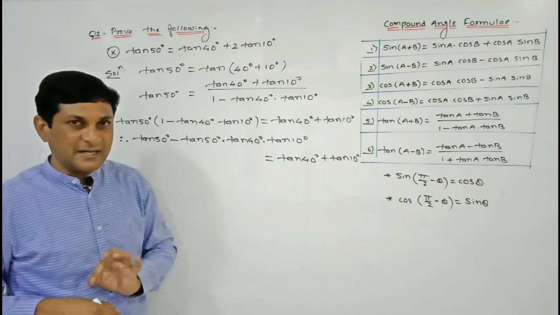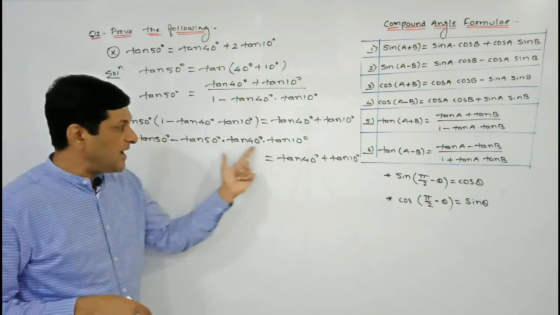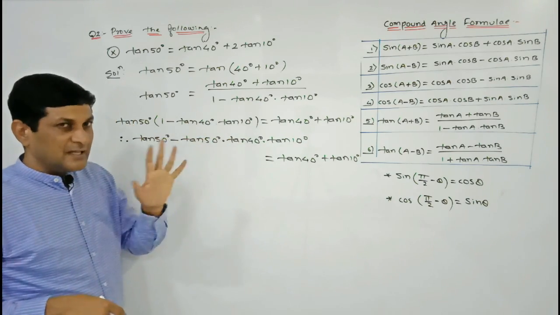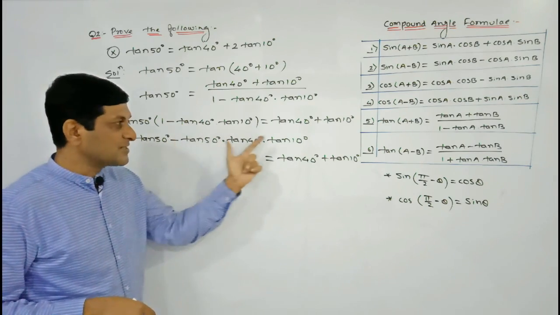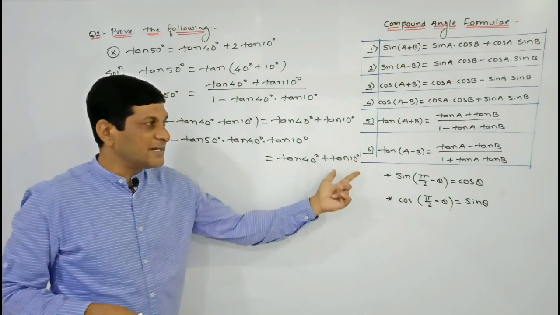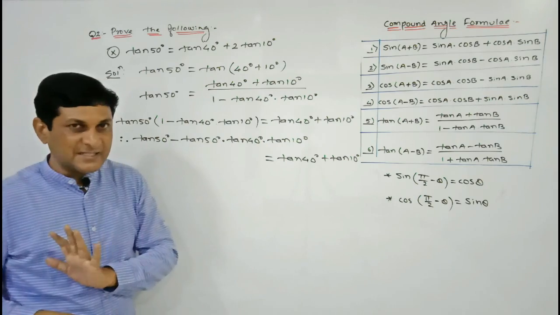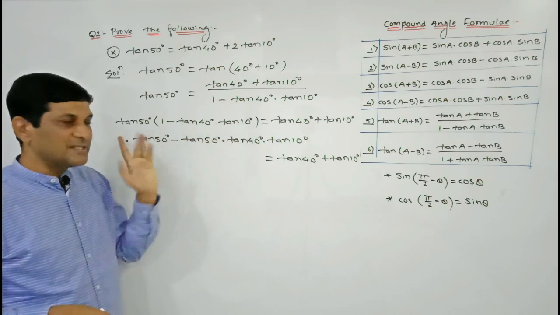Twice tan 10 degrees, isn't it? So now here we have to simplify this term in such a way that these two terms will get cancelled. If we are able to cancel these two terms, then what is the remaining term? Minus tan 10 degrees. Minus tan on this side will become plus tan, and tan 10 plus tan 10 will be equal to twice tan 10 degrees, isn't it? So let us simplify it in such a way that these two terms will get cancelled.